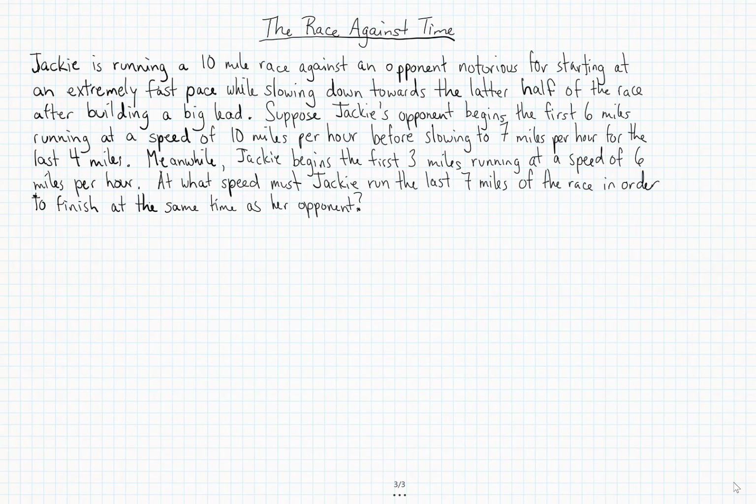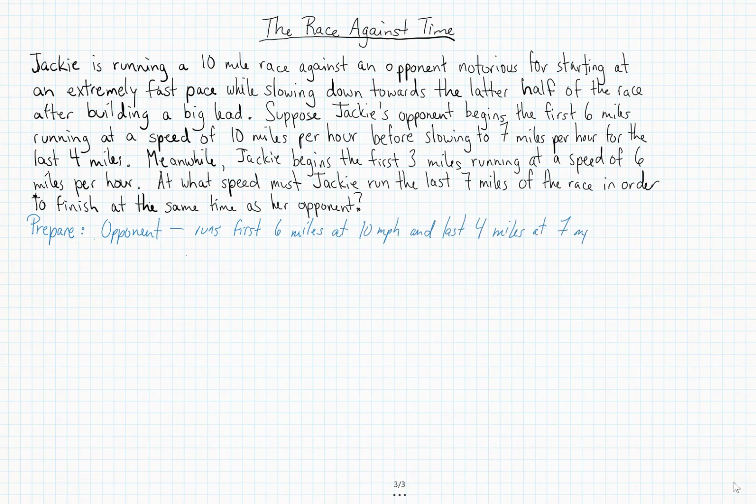Meanwhile, Jackie begins the first 3 miles running at a speed of 6 miles per hour. What speed must Jackie run the last 7 miles of the race in order to finish at the same time as her opponent? Same as always, we're going to start by preparing what information do we have. We have the opponent running first 6 miles at 10 miles per hour, and then the last 4 miles at 7 miles per hour.